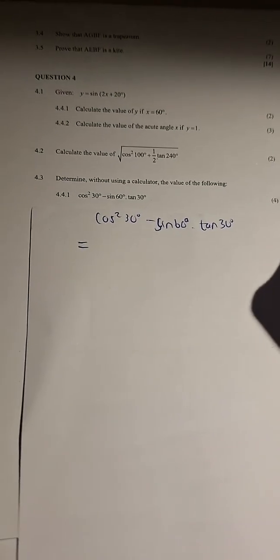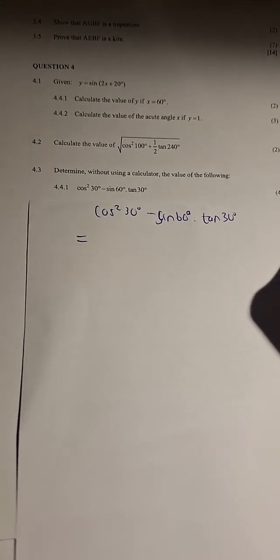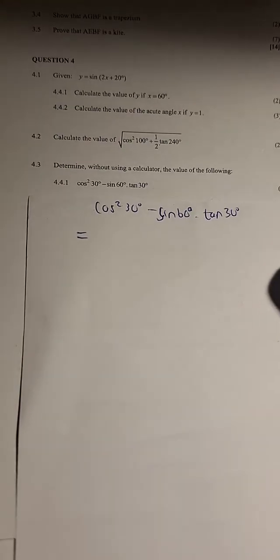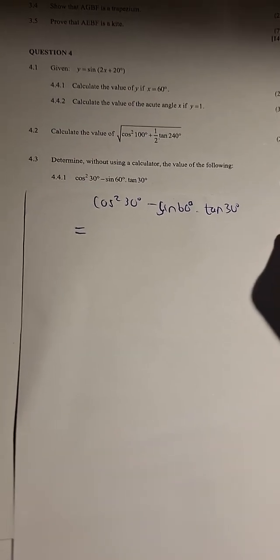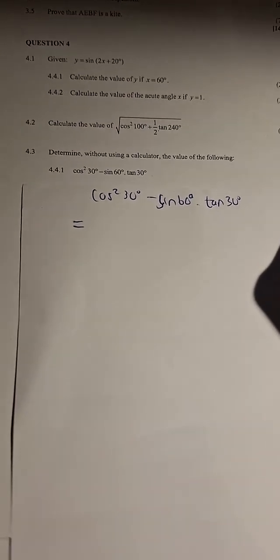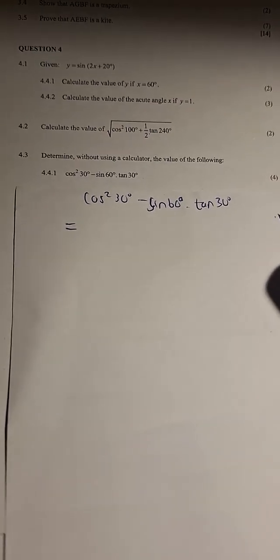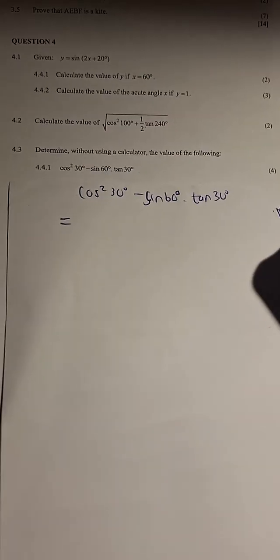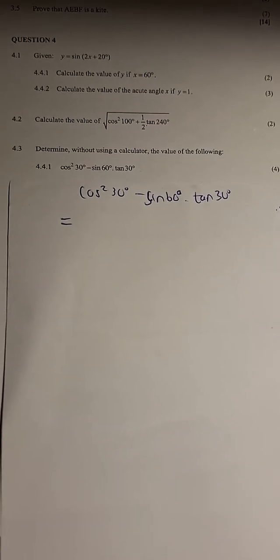Cos squared 30. Remember, we use our triangles. 1, 2, 1, root 3, 60, 30. Sorry, yes: 2, 1, root 3. The root 3 is always opposite 60, the 30 is always opposite 1, and the 2 is opposite 90.